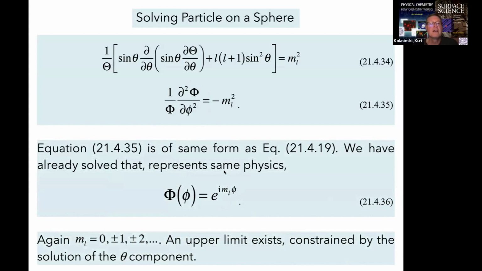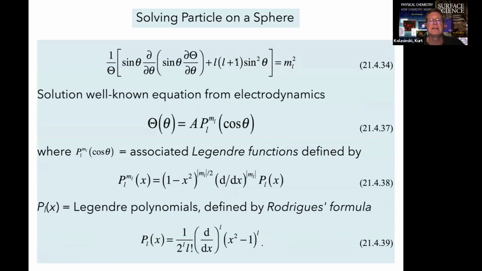And just as before, the solution is going to be that m sub l has to be quantized in order for this function to be single valued, and therefore m sub l must take on integer values starting at 0 and being plus or minus 1, and so on. However, now there's an upper limit to what the m sub l values can be, and in fact, they're constrained by this equation up here, the theta equation. Again, a little more complex, but its solution is well known from electrodynamics.